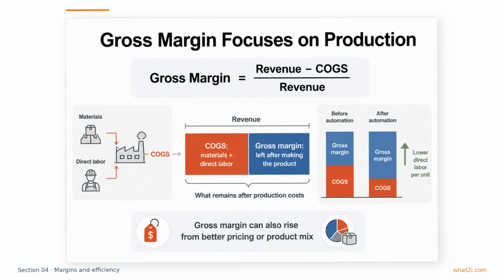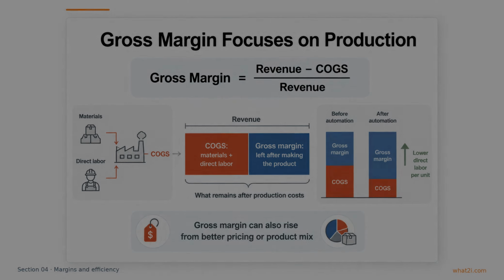That makes gross margin especially useful for understanding the underlying economics of the product itself. It is often the first place investors look when evaluating pricing power and production efficiency.